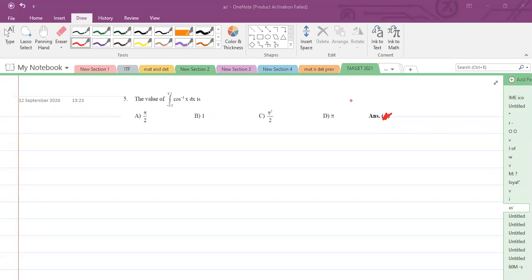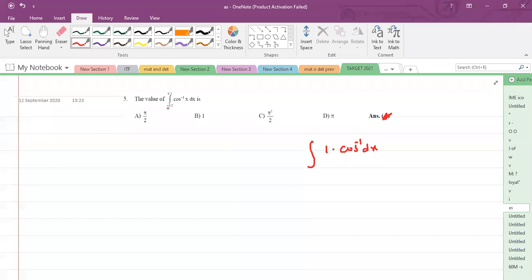Yes, it is option A. Actually, if you want to find only the integration of cos inverse of x, then you will go for parts by writing one function as 1 into cos inverse of x dx. But it will be a very lengthy method.